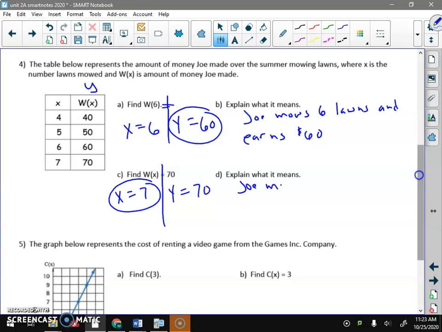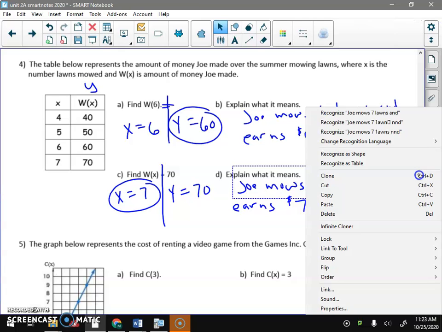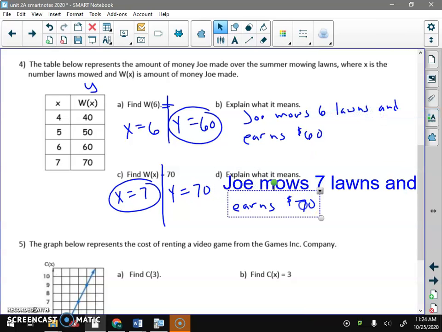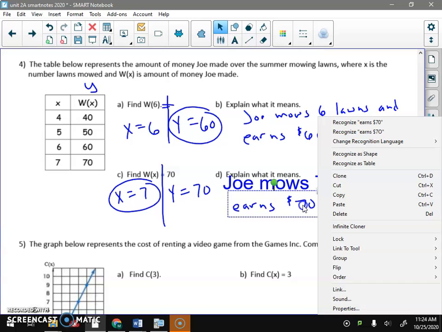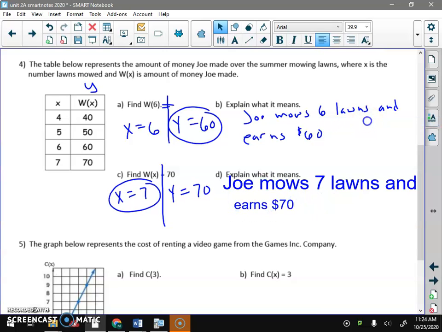Joe mows 7 lawns and earns $70. Now let's take a look, see if it recognizes. Joe mows 7 lawns, looks good. Earns $70, looks good. Much better than my writing. All right, well done.